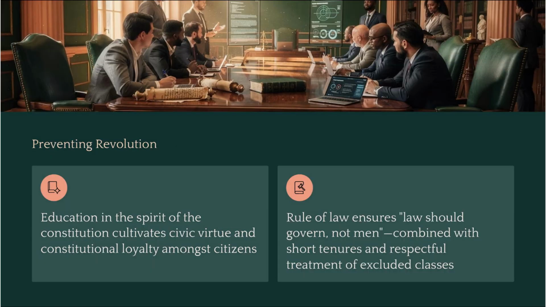So how do we prevent this? Aristotle offers two main solutions. First, education in the spirit of the Constitution. This cultivates civic virtue and constitutional loyalty among citizens. Second, the rule of law. This ensures that law should govern, not men. Combined with short tenures and respectful treatment of excluded classes, this preserves stability.